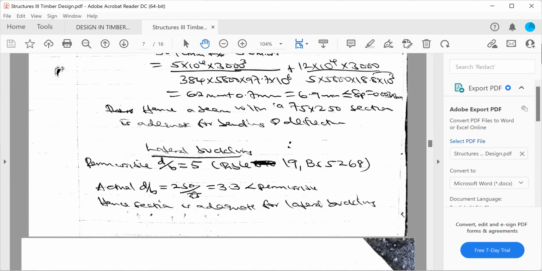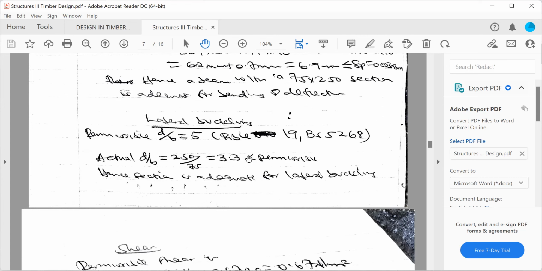So when I divide 250 over 75, I get 3.3, which is less than permissible. Permissible is 5, the maximum allowed, but our section gives 3.3. So we can say hence the section is adequate for lateral buckling. What we mean is that lateral buckling will only occur if D over B is greater than 5. But if it's less than 5, then lateral buckling will not occur.